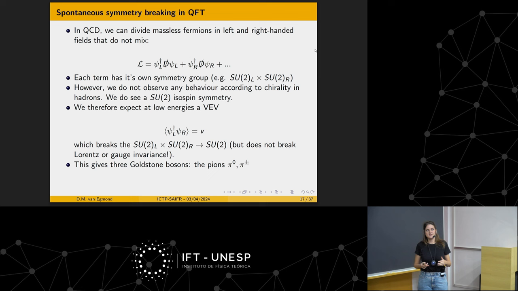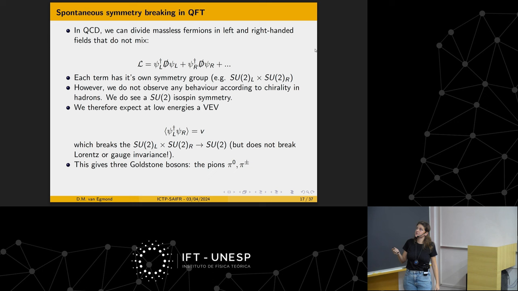So we can take a massless fermion composed of these very light quarks, and we can divide the terms of these massless fermions in left- and right-handed fields that do not mix. So we have a left-handed field here and a right-handed field here, and these terms can contain other fields, but they do not contain any mixing between these fields. Now, beautiful. If we have these separated, it means that we can transform each of these terms in their own way.